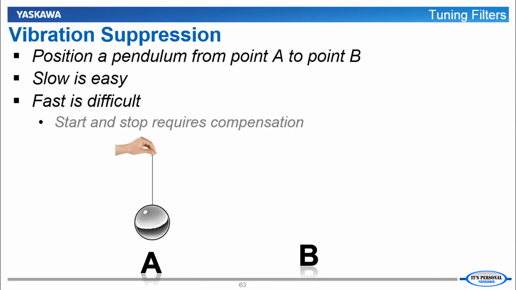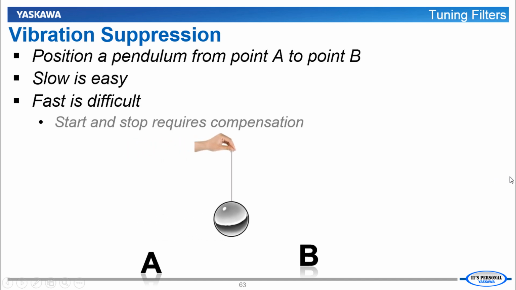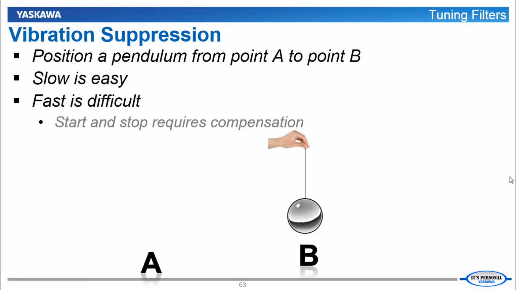So how does vibration suppression work? From a conceptual standpoint, I think we can explain it like this. If you were to move a pendulum from point A to point B very slowly, I think you can imagine that it would be not too hard to move with a minimal oscillation at the end of the move. But if you need to move quickly and just stop your hand there, I think you know from experience that the pendulum will swing back and forth for a very long time.